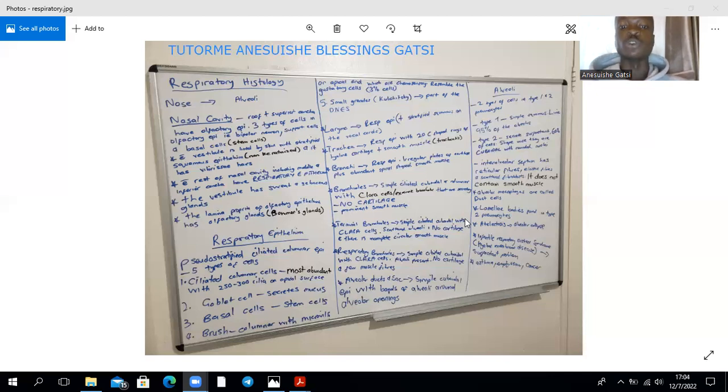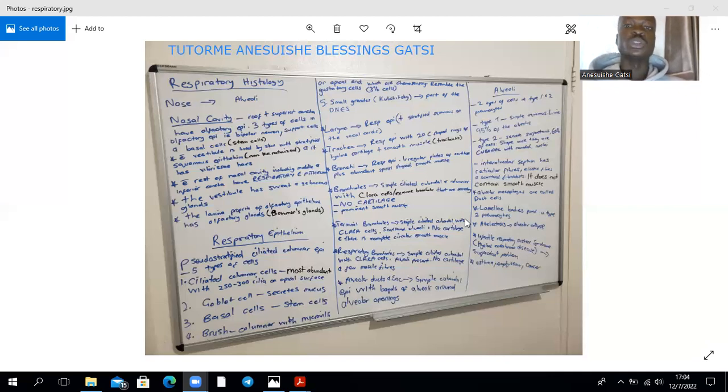Then you also have the goblet cells, which secrete mucus. Then you have the basal cells, which act as stem cells. Then you have the brush cells, which we're going to describe as having irregular microvilli. And on the basal end, those cells are going to be in contact with axons of nerves. Hence, those are going to be chemosensory cells, right? And they resemble the gustatory cells for taste. Those brush cells make up 3% of the cells that you find in the respiratory epithelium.